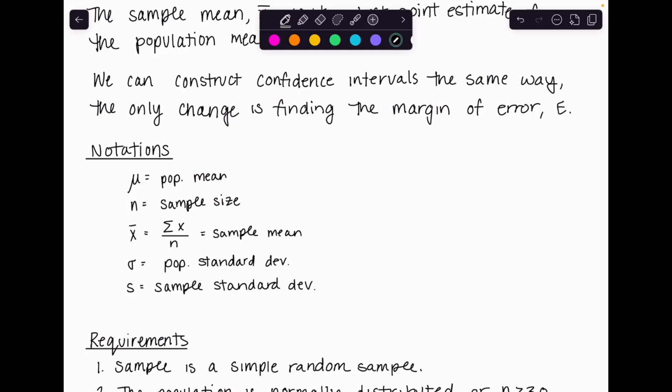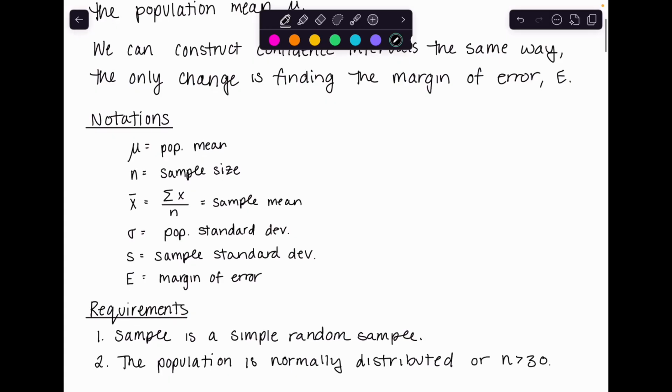So it's found the same way as finding the standard deviation, except you divide by n minus 1 because it's a sample. And then E is the same thing we use for that margin of error. It's what we add or subtract to that sample mean to figure out a confidence interval. And the margin of error is going to depend on how confident you want to be.